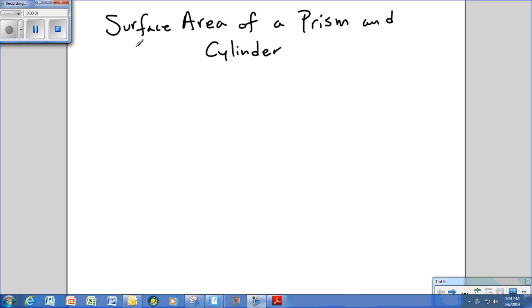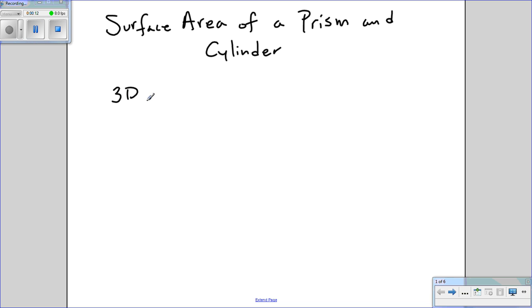Today we're going to talk about the surface area of a prism and a cylinder. Both prisms and cylinders are three-dimensional objects. All right, so we know they're 3D. Now, let's talk about a prism real quick.